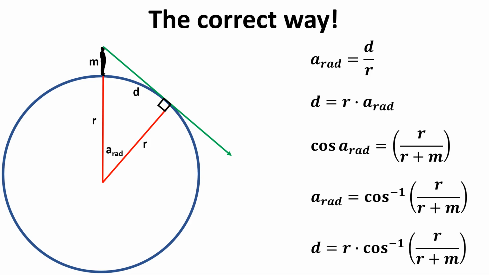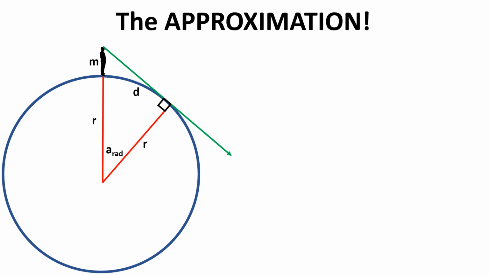Then we just stick that angle back into the formula from step 2, and we have the precise formula for the distance to the horizon. Woohoo!